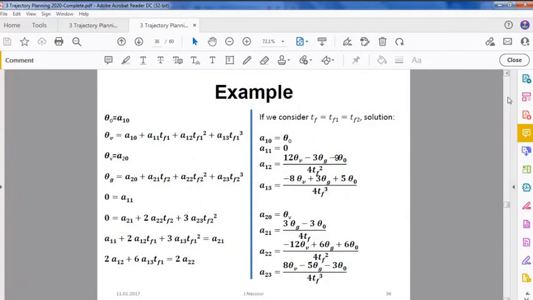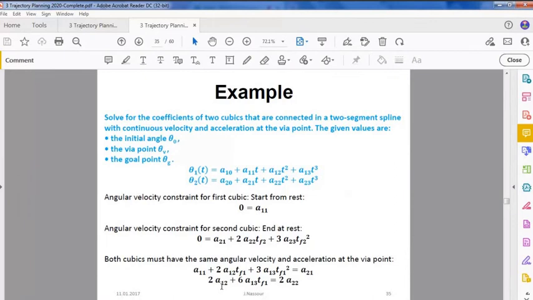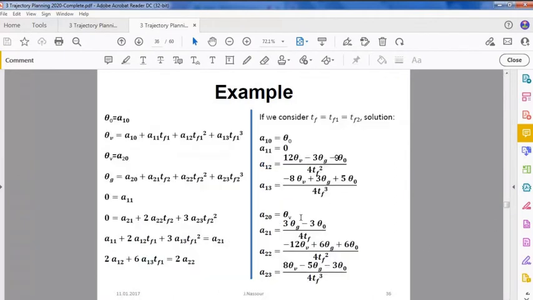Okay. This also has been simplified. If you use this, you need to use the elimination technique to find A10 to A13 and also A20 to A23. But if you use this formula, this is the simplified formula to find A10 to A13 and A20 to A23. So you use the formula.